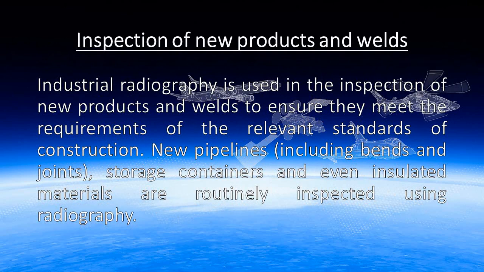Okay, this is the first application of industrial radiography which I want to talk about: inspection of new products and welds. Industrial radiography is used in the inspection of new products and welds to ensure they meet the requirements of the relevant standards of construction. New pipelines, including bends and joints, storage containers, and even insulated material are routinely inspected using radiography. So that is the most important part.